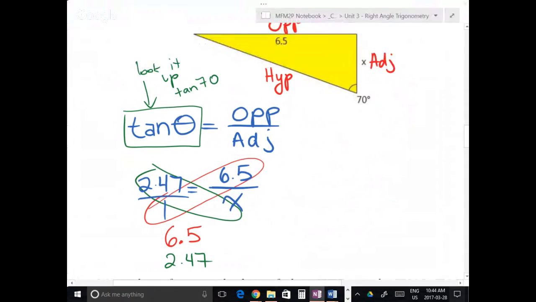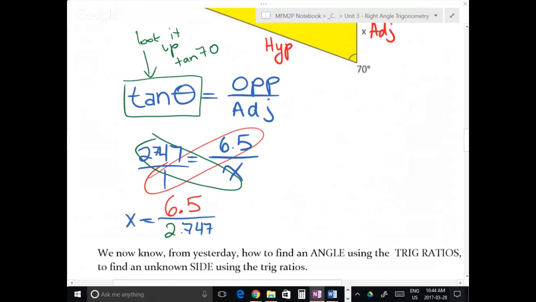X equals. Yes, ma'am. The 2.47, is this supposed to be 2.7? Yeah. Is it 2.47? Okay. I believe you. There we go. Is that correct? Sorry about that. I don't always hear well.